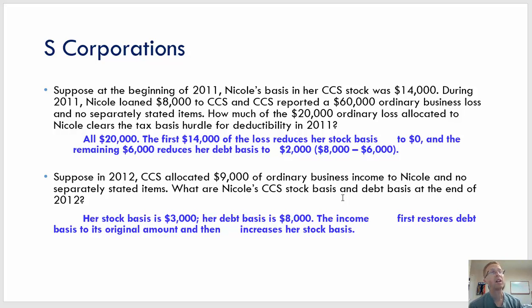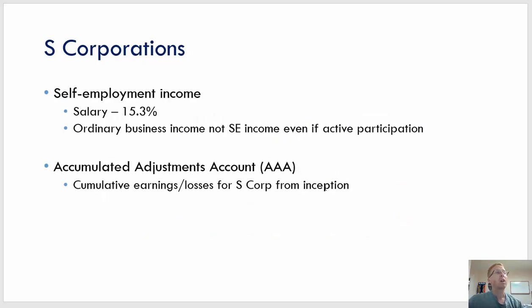Now, in 2012, when you get 9,000 of ordinary business income, the question is what happens? Well, you restore your basis in your debt first. So she puts $6,000 into her debt, and now it's at 8. And then she puts 3,000 into her stock basis with what's left, so she'd have 3,000. And that's how you work that. A couple of other things to point out that are key. Number one, unlike the partnership, you can be an employee of the S corporation, and many are.